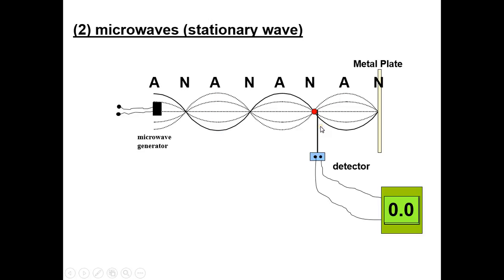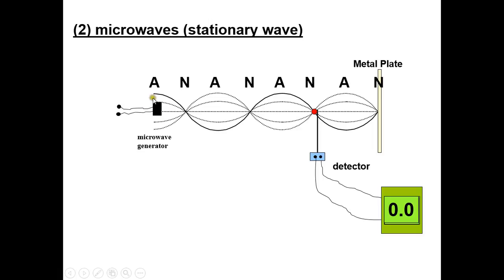So how do you know a standing wave is formed? You use a detector. Notice this detector is not a microphone, because a microphone is used to detect sound wave. So what detector is this? This is a microwave detector. So we just call it a microwave detector. And there should be some meter that indicates the intensity of the waves.